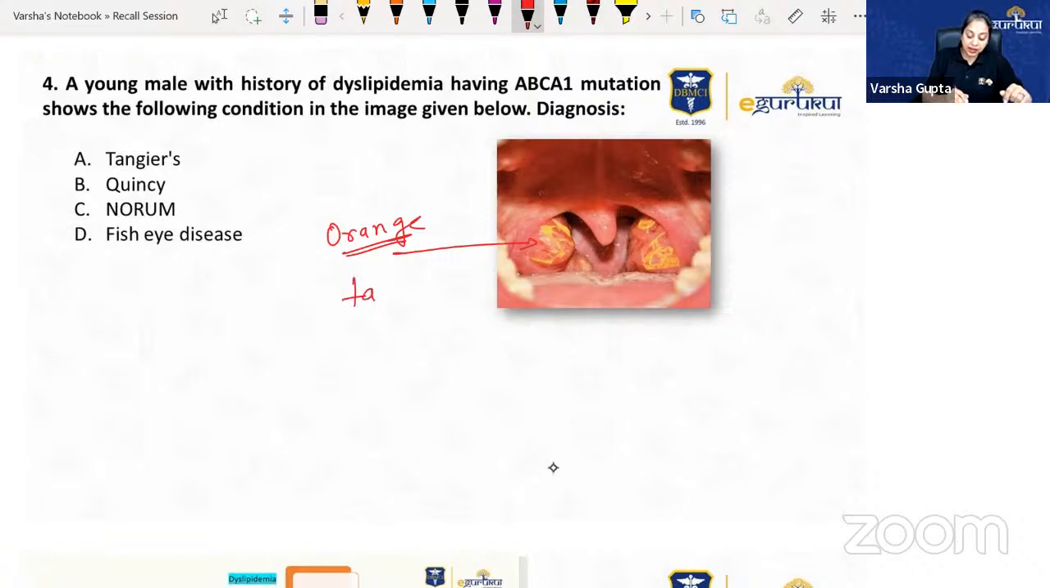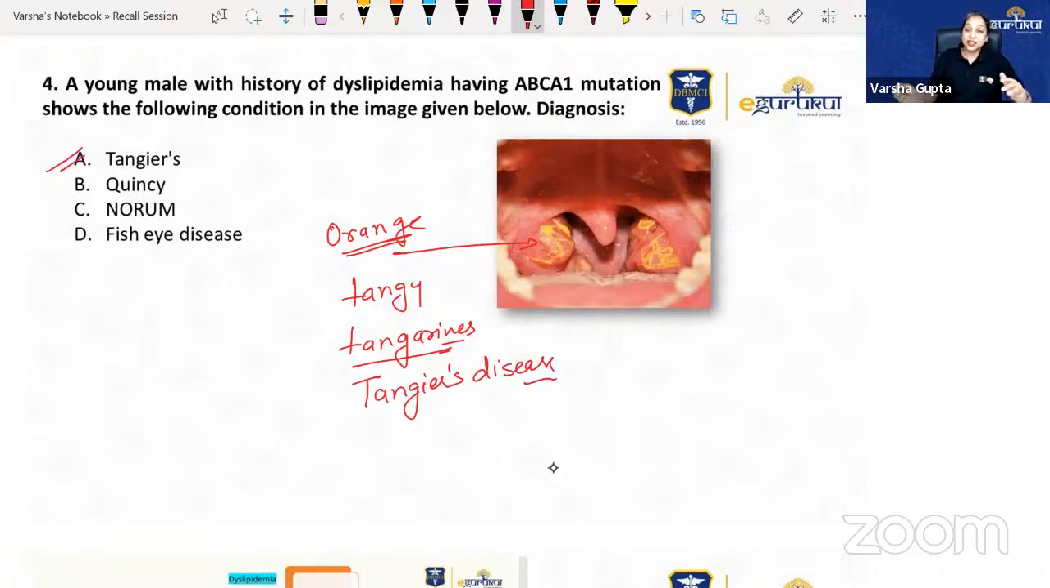Orange is tangy. Tangy ones come from tangerines, those small oranges. In America, they call them tangerines, and they are really tangy, sweet and tangy. The taste is very, very good. And that relates to Tangier's disease. So the answer to this is choice A. I don't know the order of the options as they were given to you, but Tangier's disease, with the tangy color, tangy taste, that is orange.